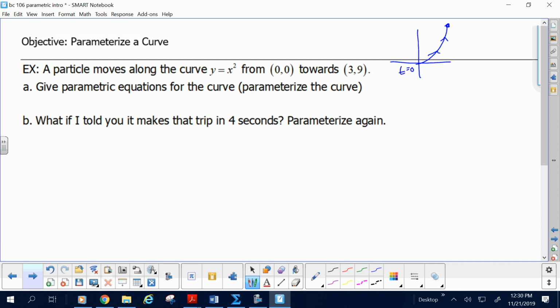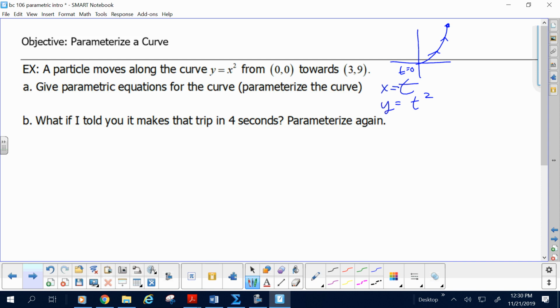Now, if you're thinking, is there an easy one in there? Yeah, there's an obvious one. What is it? Let x equal t, and y equals t squared. Now, wouldn't that, if you eliminated the parameter, be y equals x squared? Yes, it would.